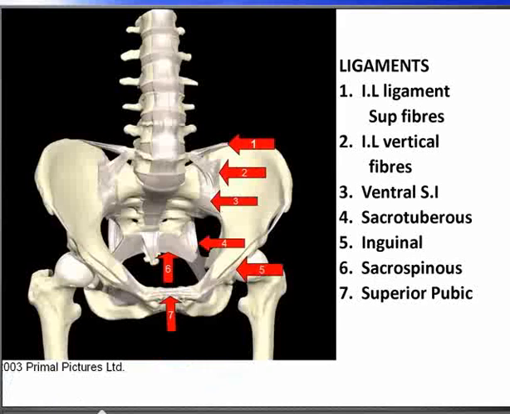All right, so some of the ligament structures to be concerned about when you're evaluating this region are the iliolumbar ligament, which has various fibers, which we'll discuss. It's got a superior fiber and some vertical fibers and others that I'll talk about a little bit later. The ventral SI ligament, the sacrotuberous ligament, the inguinal ligament, which really just runs from one part of the innominate to another part of the innominate, the sacrospinous ligament, and the superior pubic ligament. Most of these ligaments obviously are supporting joints and limiting motion. The inguinal ligament doesn't really support a joint or limit motion in any way, but rather serves mostly as an attachment site for muscle and fascia.